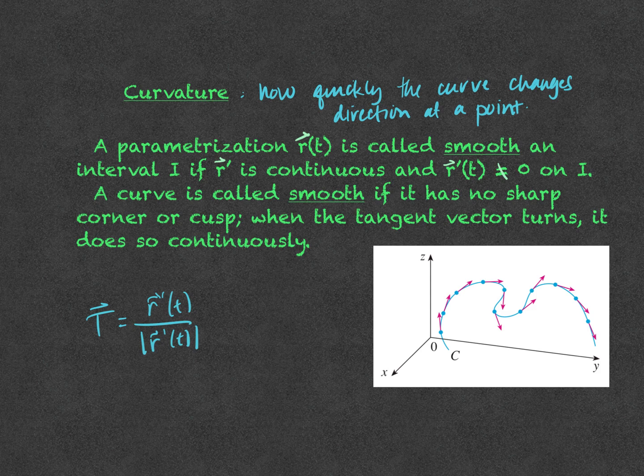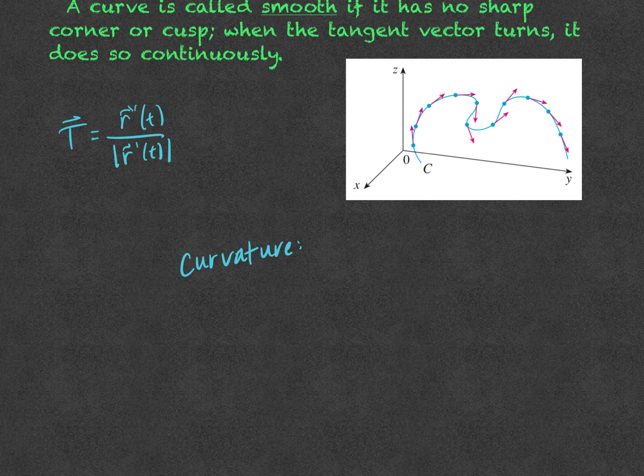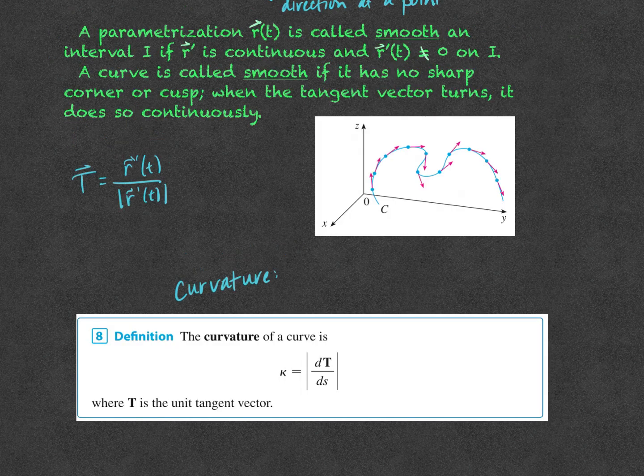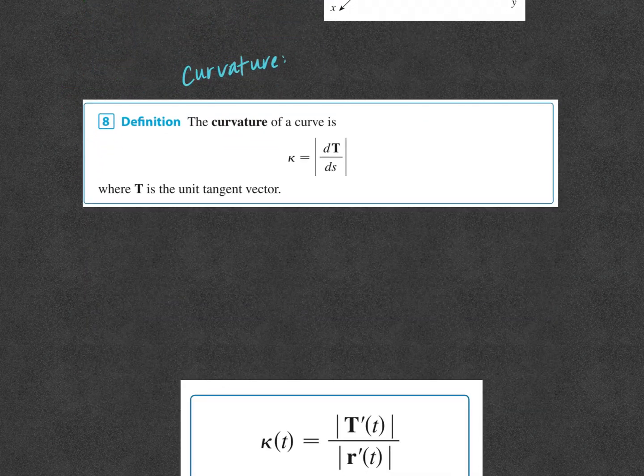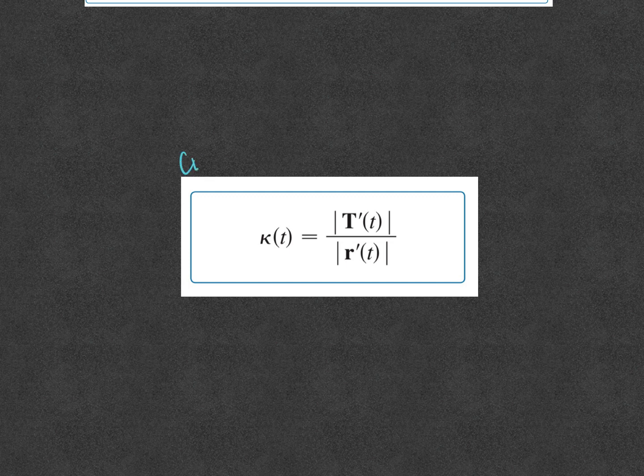I'm going to leave this here. This is the definition that we're going to use. The curvature uses the Greek letter kappa. Now I didn't do arc length in terms of ds, so let's look at a more practical formula. This formula is our formula for curvature, kappa, and it's the derivative of the length of the unit tangent vector over the derivative of the length of r of t. So that's the formula we're going to use to find curvature.